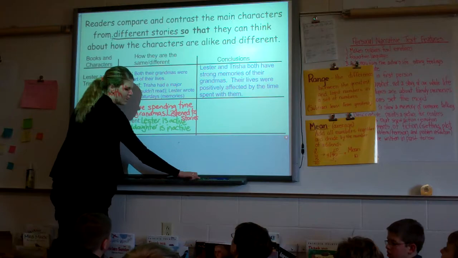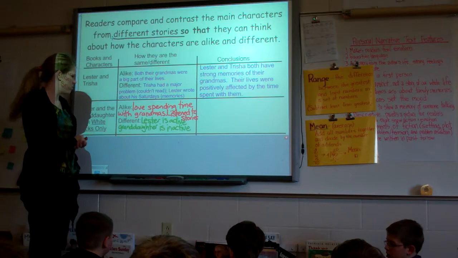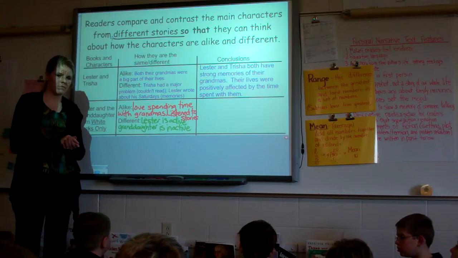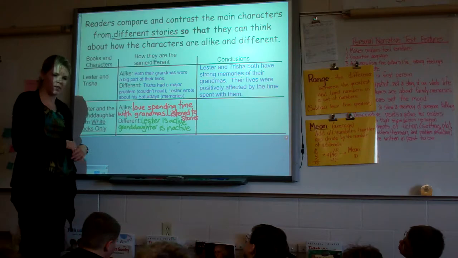Is there any other ways that are different? I can't fit them, but there's probably lots of ways that you can think of. Colby? I have one for alike, though. It seems like they're both from the same time period a little, because they're both older, it seems like. Okay, good. Lester had those old cars and the old bike. Yep. And the old gas pumps. All the evidence in the illustrations tell you that. And the same thing with the granddaughter. So they were children in the same time period. Yeah. Good.